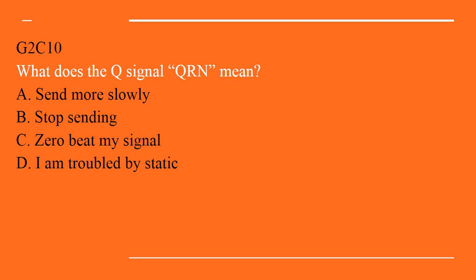G2C10. What does the Q signal QRN mean? A. Send more slowly. B. Stop sending. C. Zero beat my signal. Or D. I am troubled by static. And the correct answer is D. I am troubled by static.